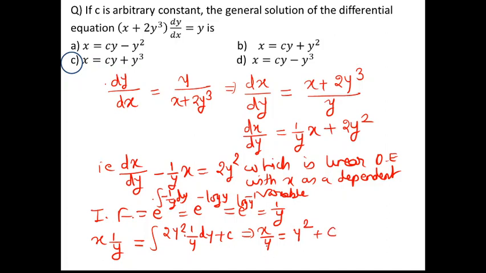So here we don't find any such choices given, so we need to write this completely in terms of x. So we will multiply by y, and what we get is y cube plus cy. So x is equal to y cube plus cy, which is nothing but option number C. In this way one can get the answer.